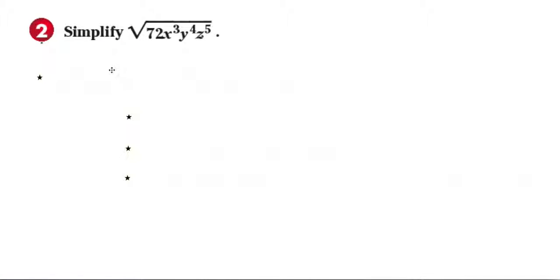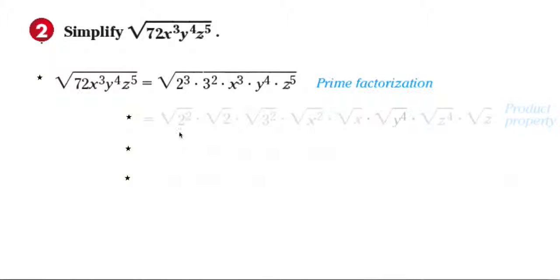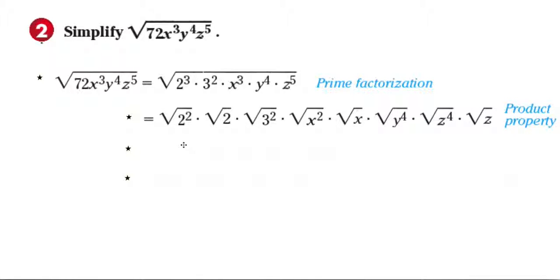Going back again, copy that down, and you break it down to this. From there, we use what we learned in the last slide. Radical 2 squared is 2, times 3, which is radical 3 squared, multiplied by radical x, because it's the absolute value of x coming from radical x squared, and you have y squared coming from radical y to the fourth, and z squared coming from z to the fourth. Everything else is not a perfect square, so we leave them inside a radical sign, which is 2, x, and z.